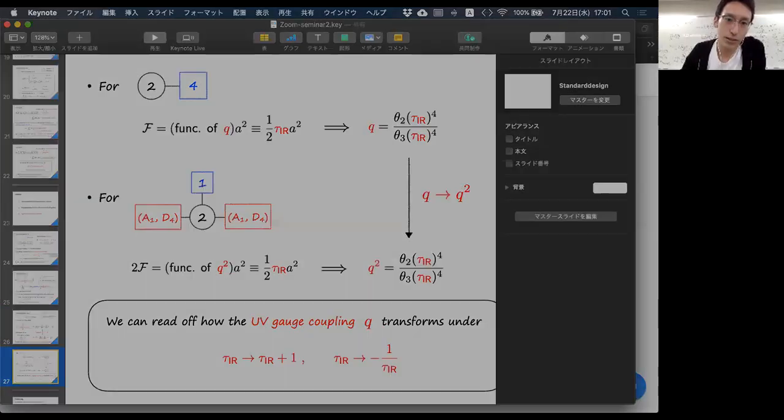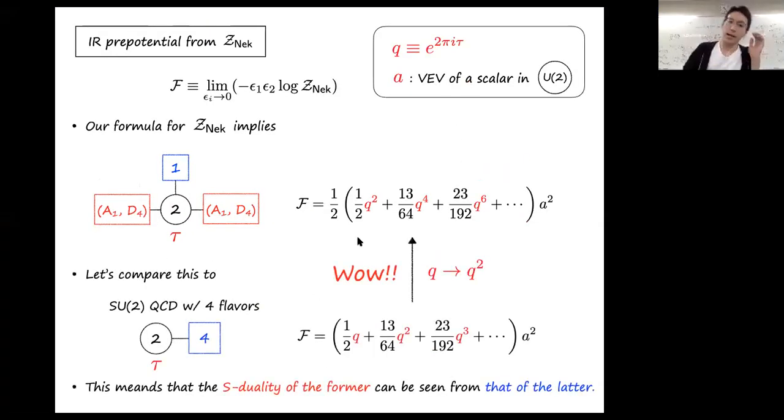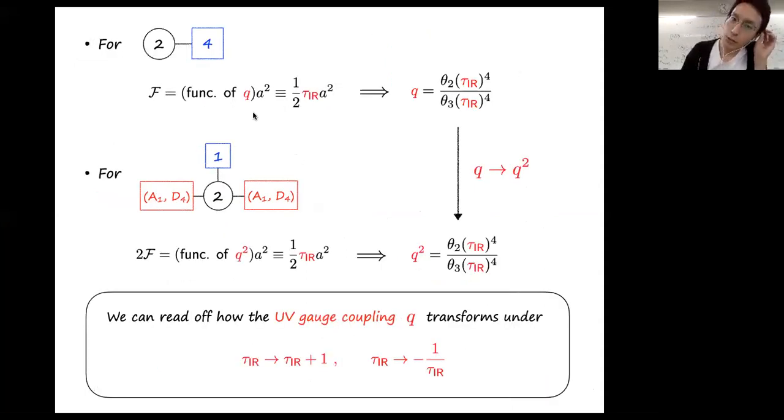Thanks very much. So what I meant is that, assuming this relation between this Lagrangian theory and non-Lagrangian theory holds for all orders of Q, then we could predict the coefficients of this guy from the coefficients of this guy. And actually, the coefficients of this Lagrangian theory are totally known. For this SU(2) QCD with four fundamental flavors, the prepotential is a function of Q times A squared. A is a vev of the adjoint scalar. And by defining this part as tau, Q is known to be given by this formula.